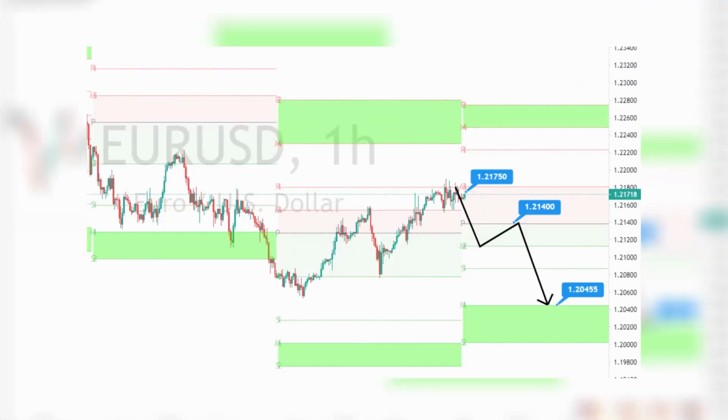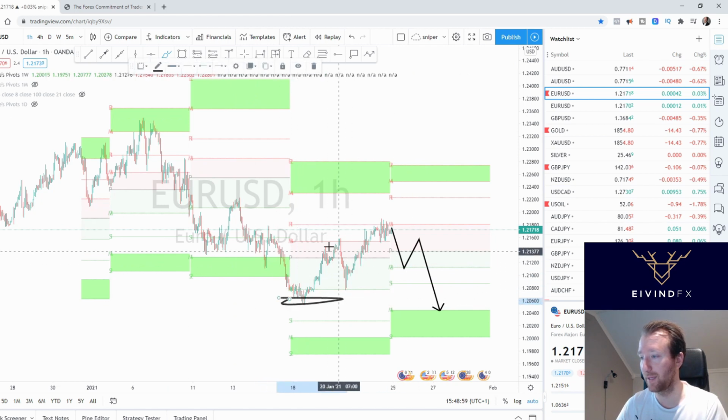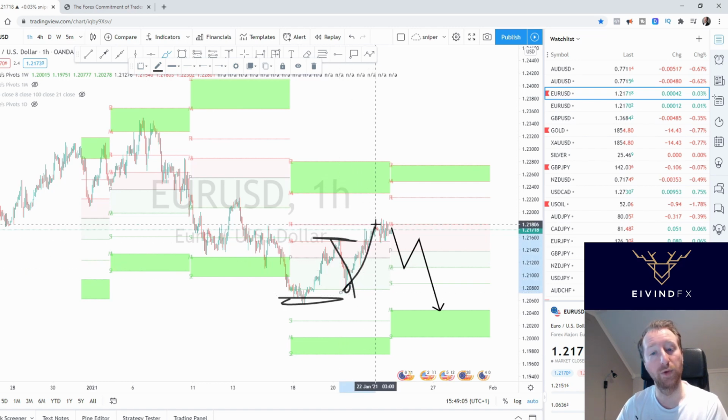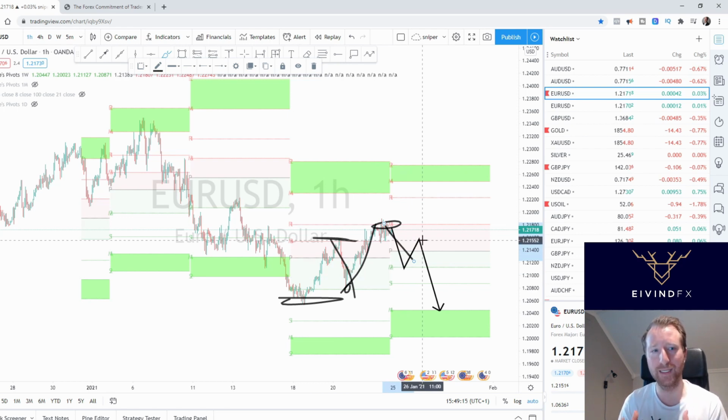For Euro USD, we have seen buyers coming in, we have seen sellers coming in, we have seen buyers coming in again, and now what do we do? The question is, is this a sell point? Yes, it is. And what is this? A buy point. So I would say on Euro USD at the moment, we are in between buyers and sellers. It's not really straightforward. Let's see what happens.